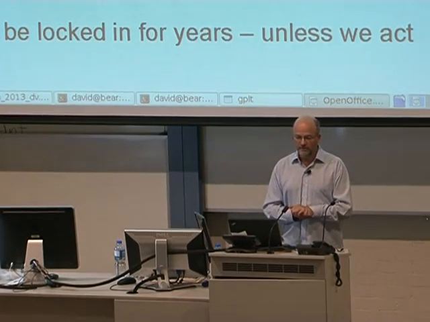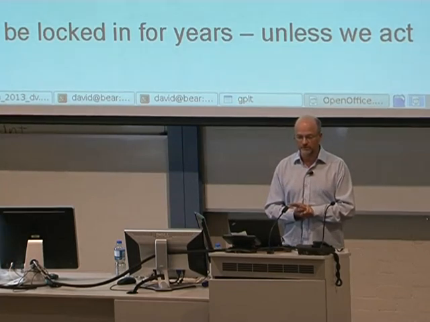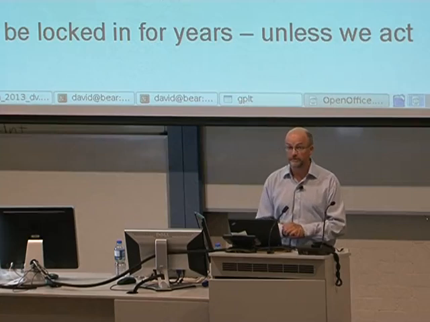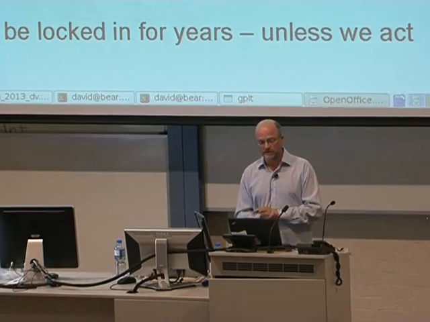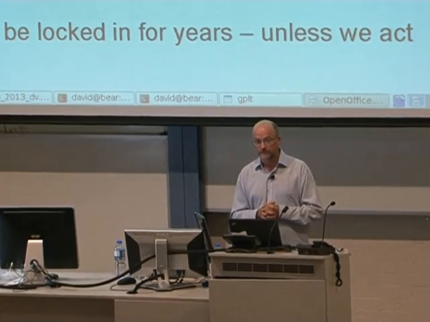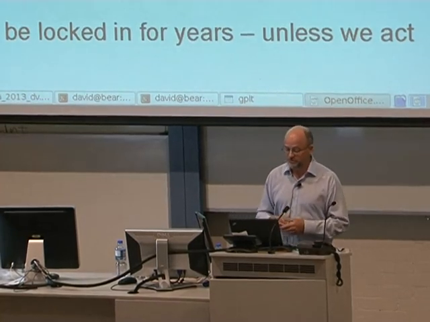Now, when the power goes out, the cell phone networks die, your 3G data is gone, the internet's gone. Lives depend on this stuff. So to me, it's really, really important that we have an open source alternative out there when it comes to using things like emergency services. And the way these standards work will be locked in for many years unless we act and develop open systems now.